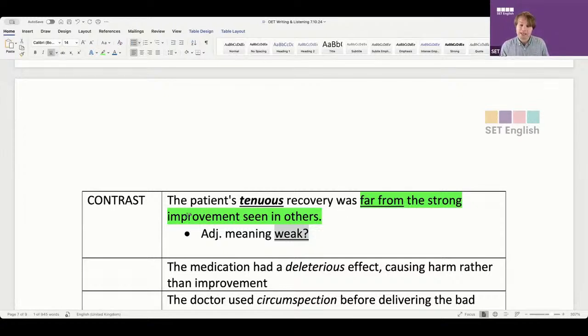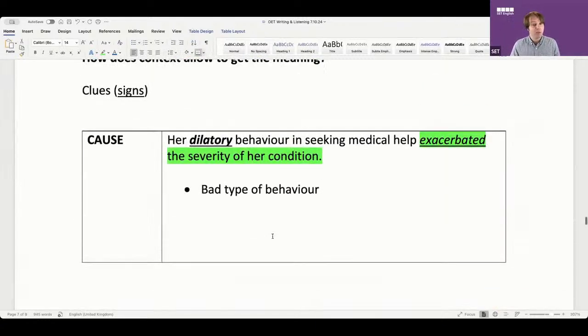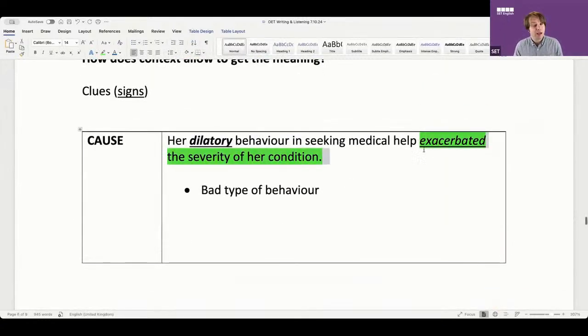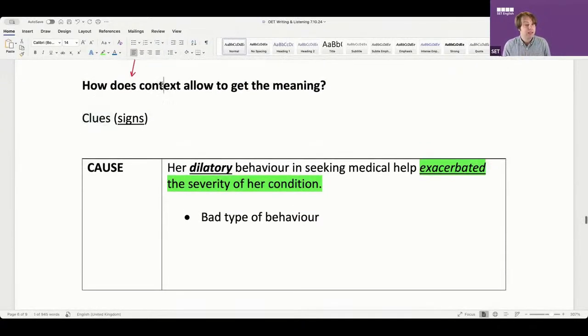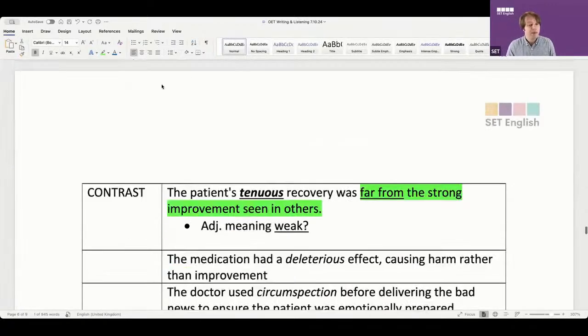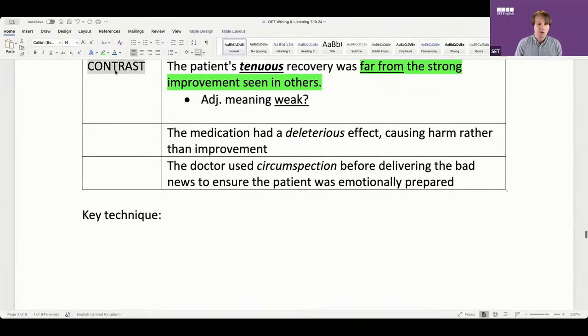We see a contrast in the sentence and we think, oh, it must be the opposite of that, right? In the same way, we can look at results and say, oh, what can cause this result? This is a clue. This is context, okay? What about this? The medication, this is an easy one. The medication had a deleterious effect.